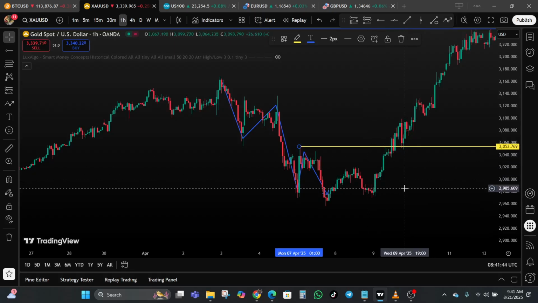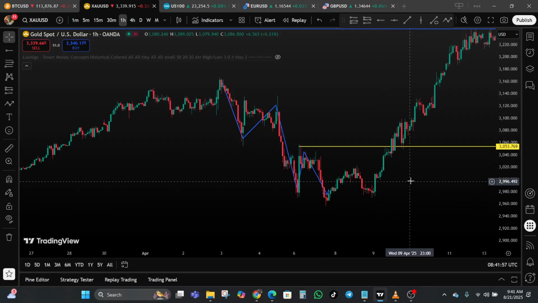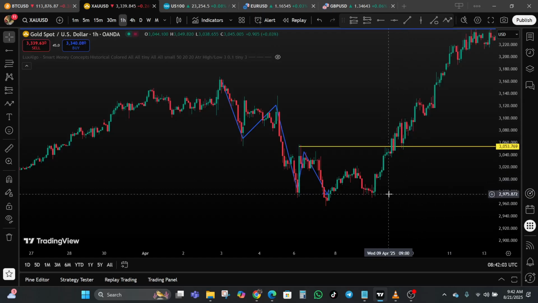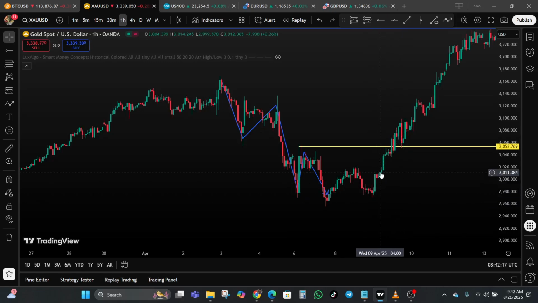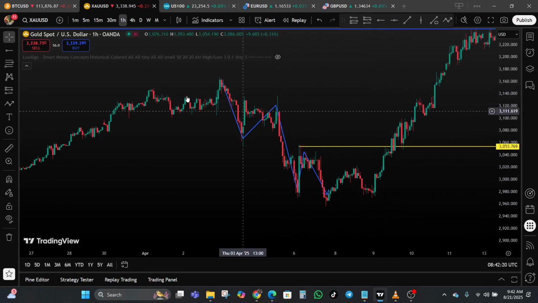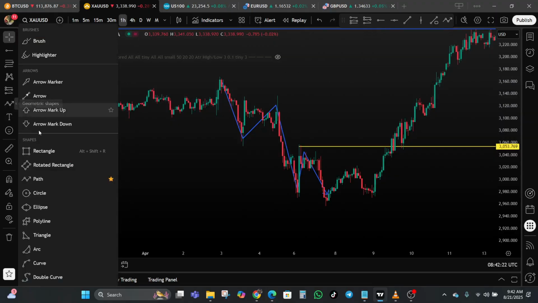So the next thing now is to focus on liquidity. Gold is one of the most liquid instruments in the market, which is why institutions love to trade it. Price doesn't just move for no reason. It seeks liquidity. So that means stop hunts, liquidity grabs, and fake breakouts are part of the game, right? So the ICT Gold Trading Strategy teaches us to spot where liquidity is resting, such as above equal highs or below equal lows.